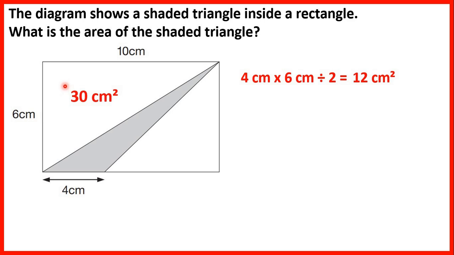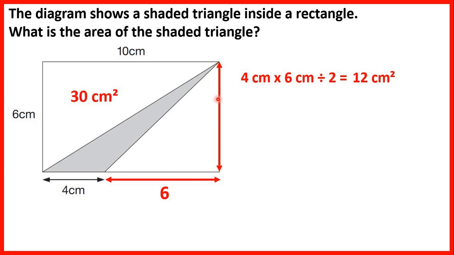Now we could also work out that this white triangle will have an area of 30 centimeters squared because 10 times 6 is 60, divided by 2 is 30. And we could work out this white triangle here. We know that this length is 4, so 4 plus whatever this length here is has to be the same as 10 centimeters. And 4 plus 6 is 10, so this length is 6 centimeters.